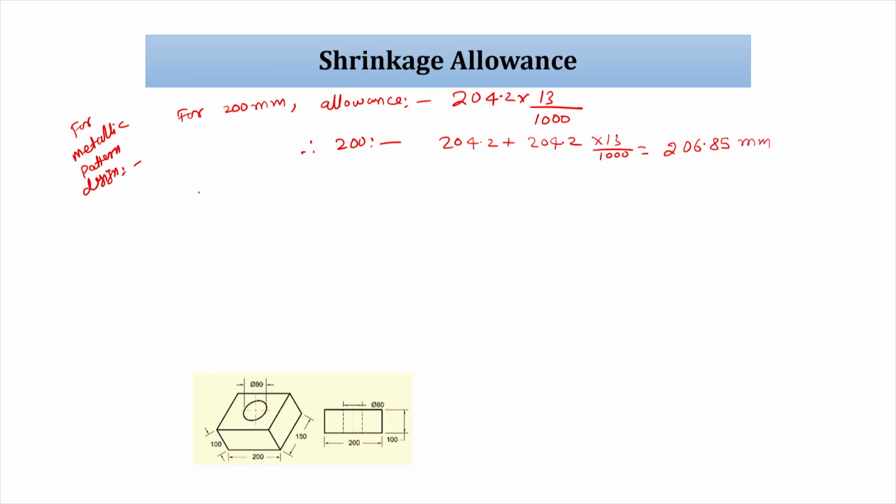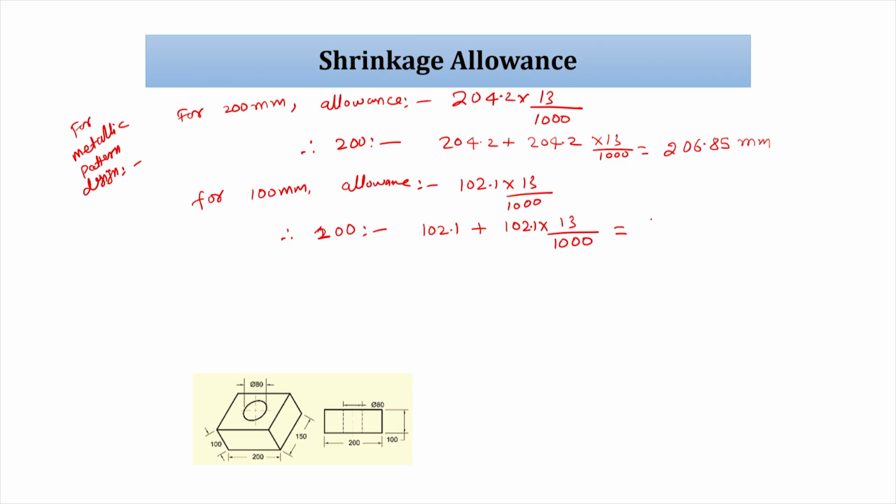For 100 mm, the allowance is 102.1 into 13 by 1000. So for 100, the dimension will be 102.1 plus 102.1 into 13 divided by 1000, and the value will be 103.43 mm.